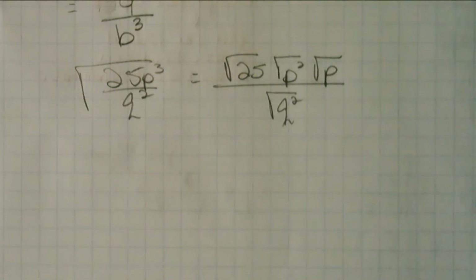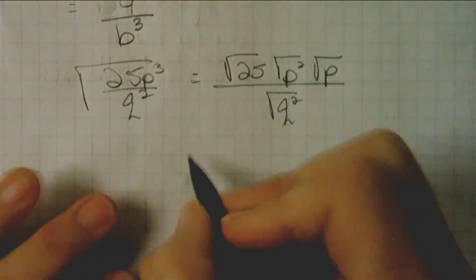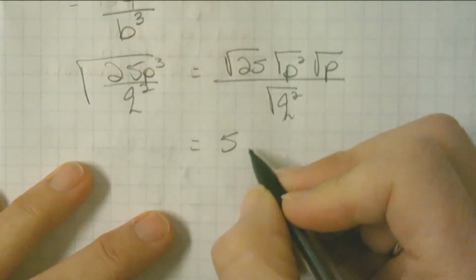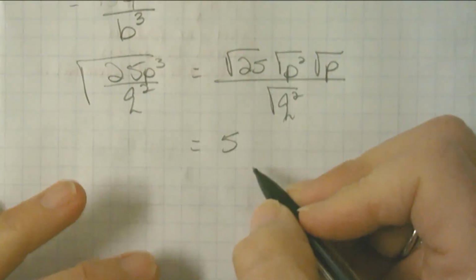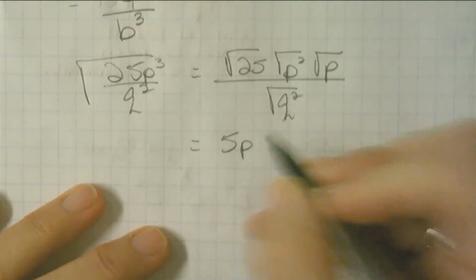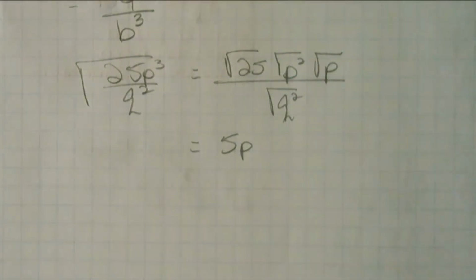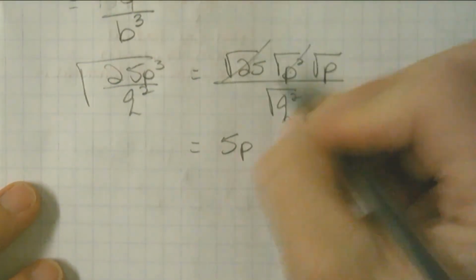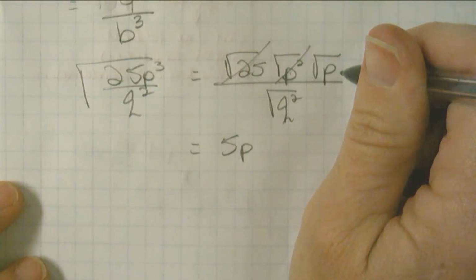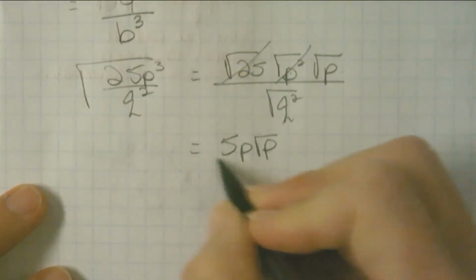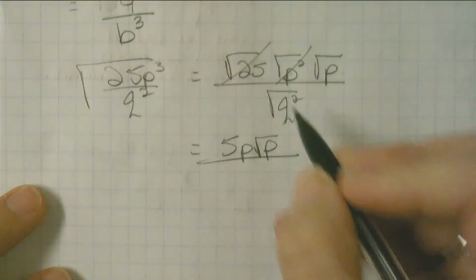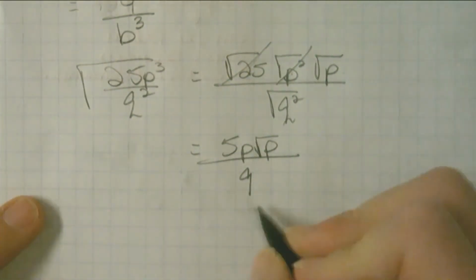Now someone finish this off for me. Jacob? So the square root of 25 is 5. And then p squared would be p times p. No, I do agree with you, the square root of p squared is p. But isn't this the square root of p? Oh, yeah. I have to leave that inside the square root symbol. Does that make sense? Awesome. Excellent. And we are done.